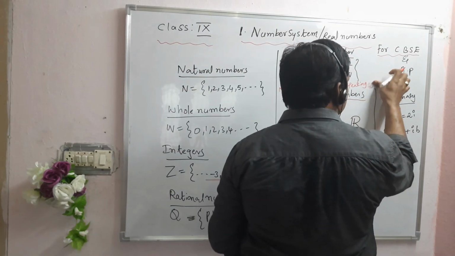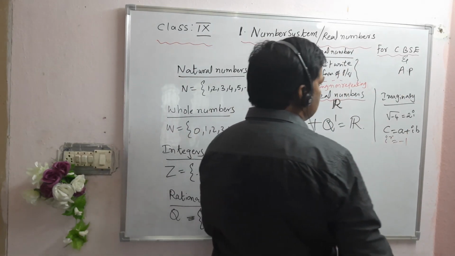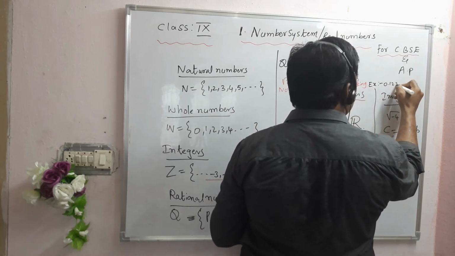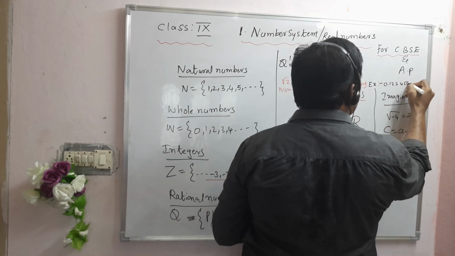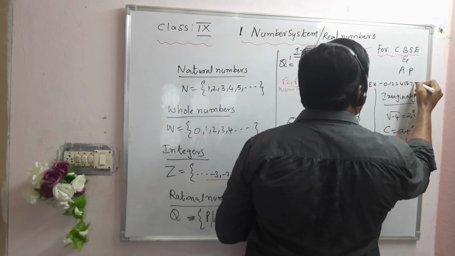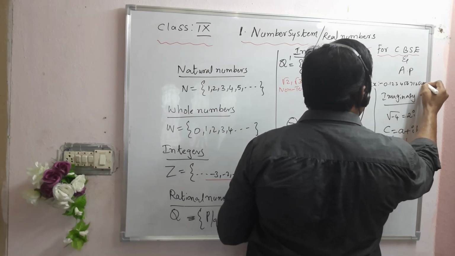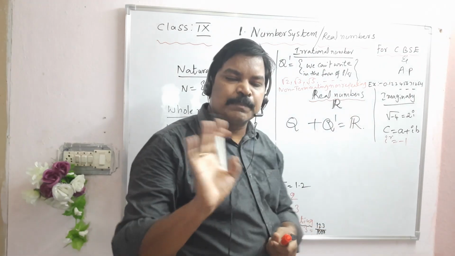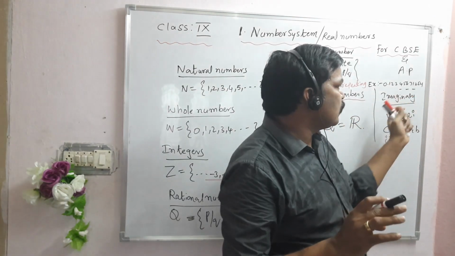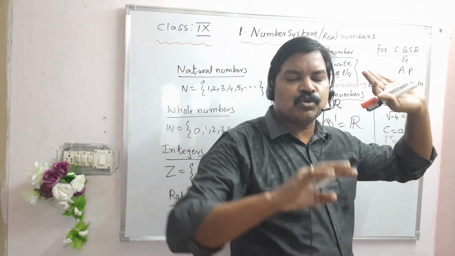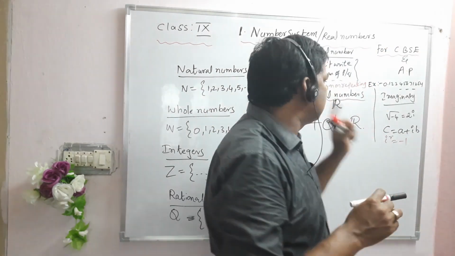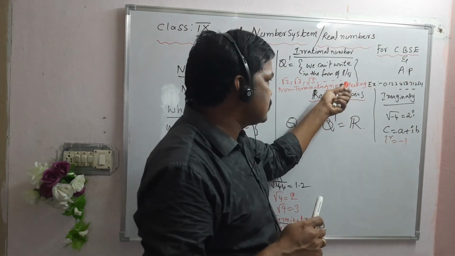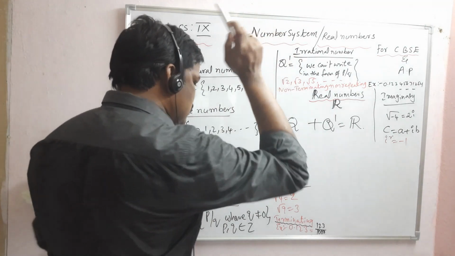0 point, this is an example: 0.1234567125 4 and so on. Here no fixed number is repeating. 1 2 3 4 5 6 7 1 2 5 4 and so on. There is no fixed number repeating here. These are called non-terminating, non-repeating decimals. Such numbers are called irrational numbers.